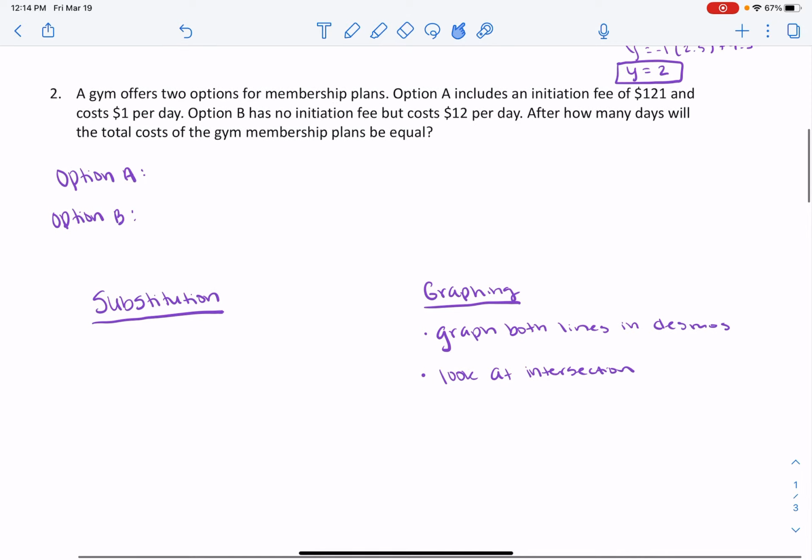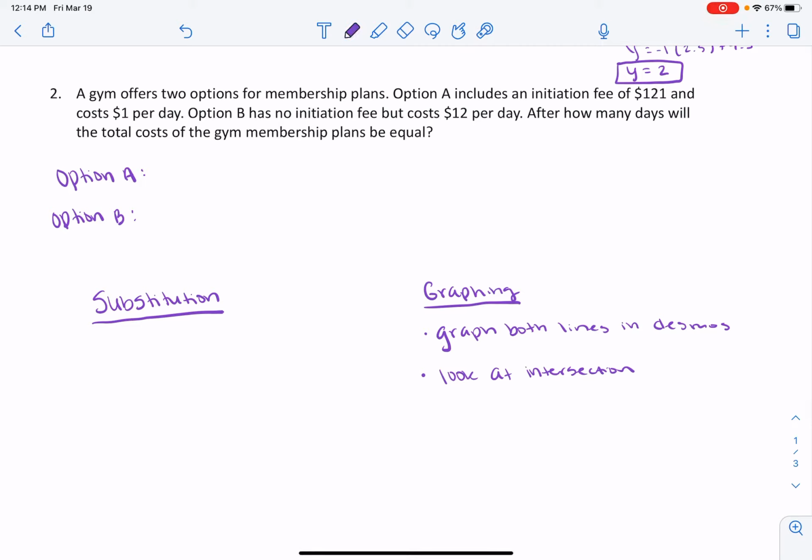It says a gym offers 2 options for membership plans. Option A includes an initiation fee of $121 and costs $1 per day. Option B has no initiation fee but costs $12 per day. After how many days will the total cost of the gym membership plans be equal?